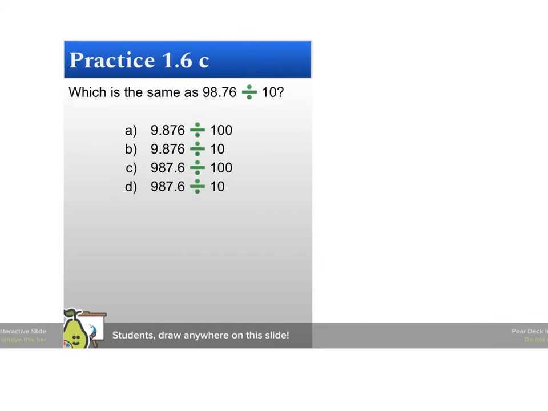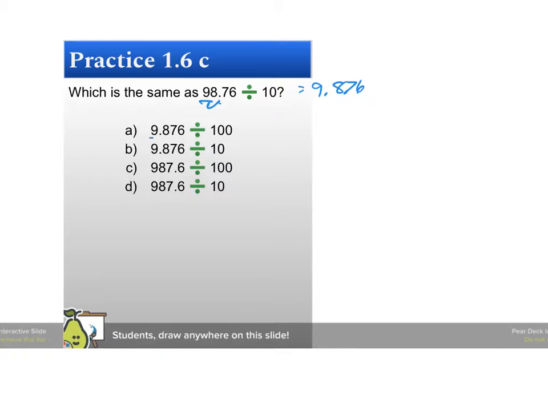And this one, which is the same as 98.76 divided by 10. So this is similar to the last one. Divided by 10, I'm going to be moving the decimal place over 1. So this is going to equal 9.876. Which one is the same?